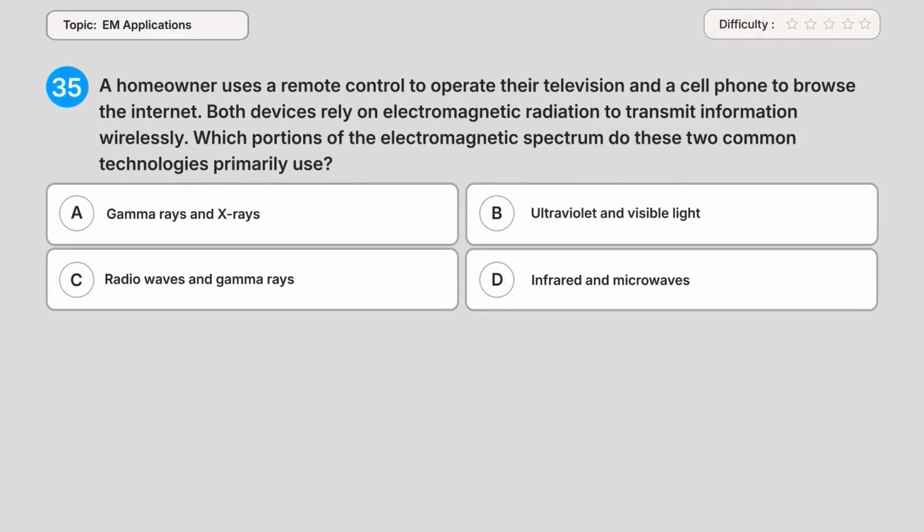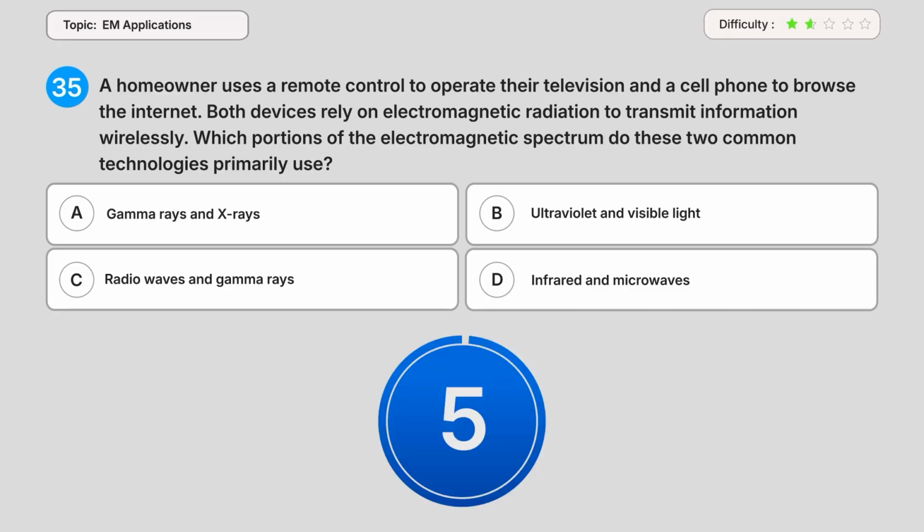35. A homeowner uses a remote control to operate their television and a cell phone to browse the internet. Both devices rely on electromagnetic radiation to transmit information wirelessly. Which portions of the electromagnetic spectrum do these two common technologies primarily use? A. Gamma rays and X-rays. B. Ultraviolet and visible light. C. Radio waves and gamma rays. D. Infrared and microwaves. Can you guess the answer?